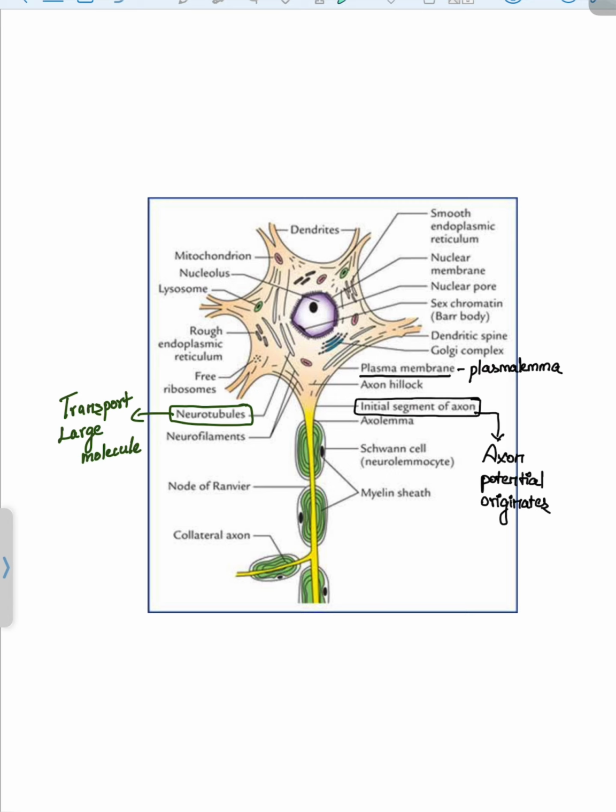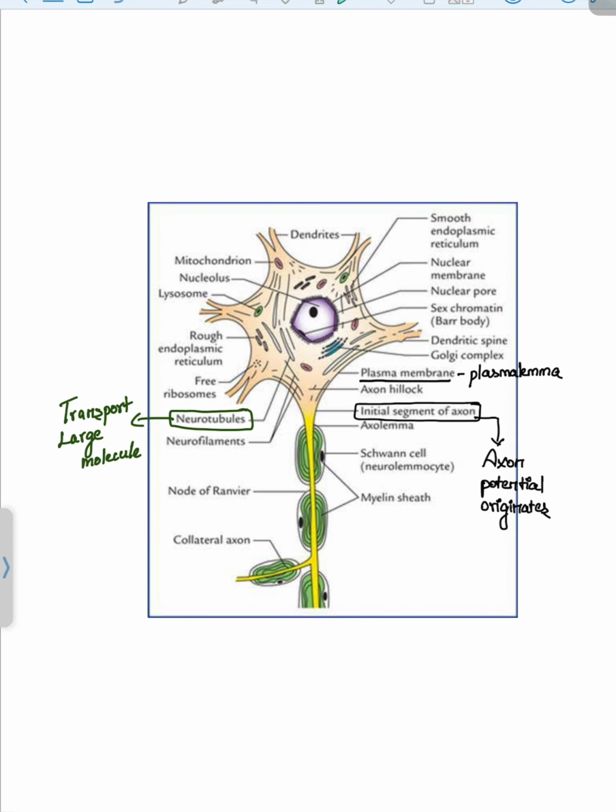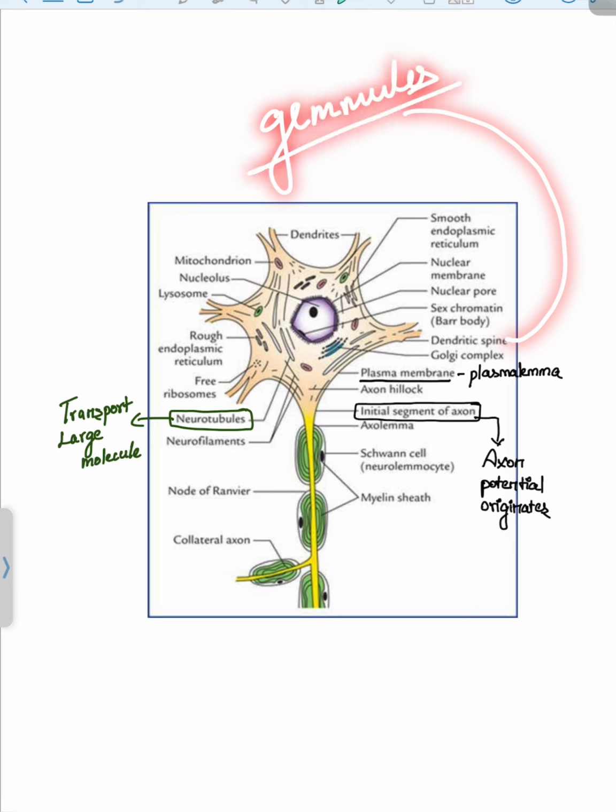Okay. Now let's move on to dendrites. You could clearly see they are very short projections from the cell body. And they also have minute spine-like projections from them called as dendritic spine or dendritic gemmules. Okay, note this for an info.